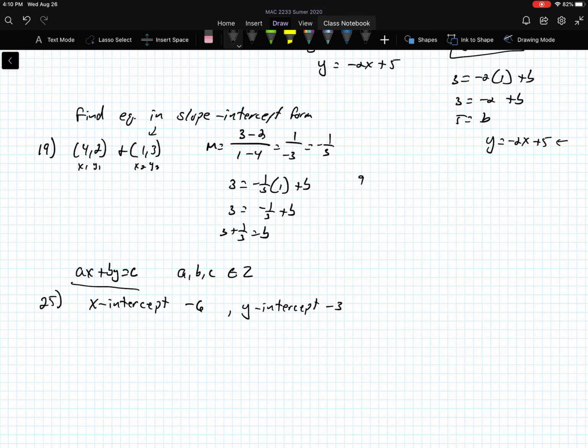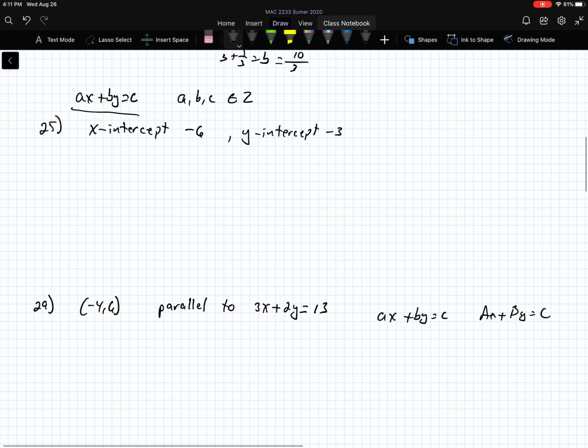So then 3 is the same as 9 over 3, which is 10 over 3. So I just turned that into a fraction. And so the equation here becomes y is equal to negative 1/3 x plus 10 over 3. That's how you do number 19.